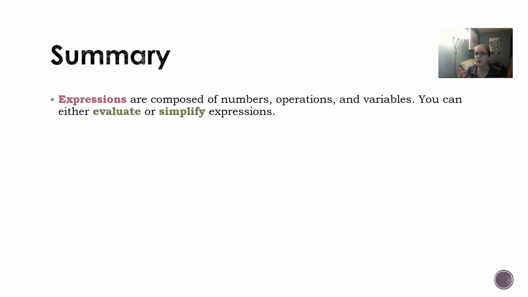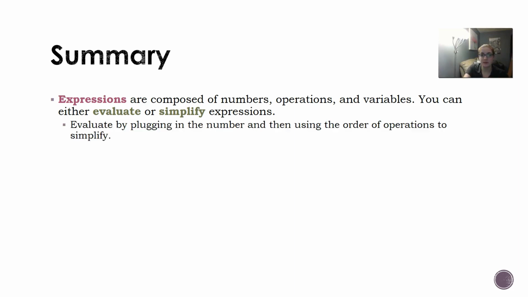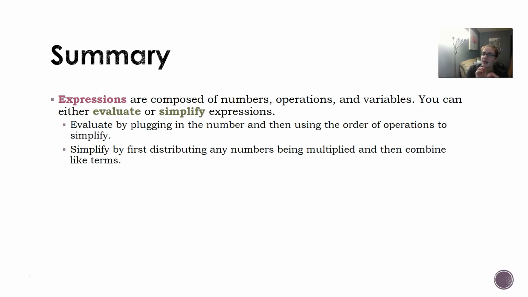So just a quick summary. Expressions are composed of numbers, operations, and variables, which are letters. And we can either evaluate or simplify expressions. You evaluate an expression by plugging and chugging, plugging in your value and simplifying it using the order of operations. Make sure you review those if you need to. Wink, wink. And then simplifying is our second thing we can do with expressions.